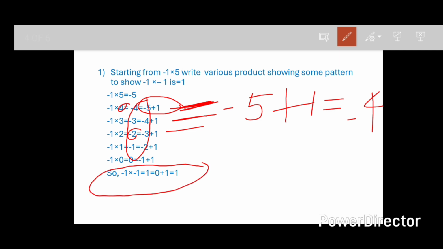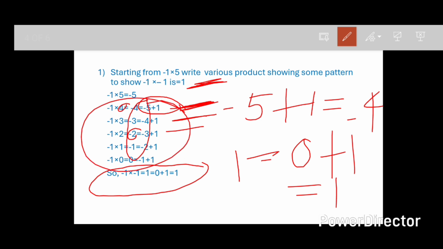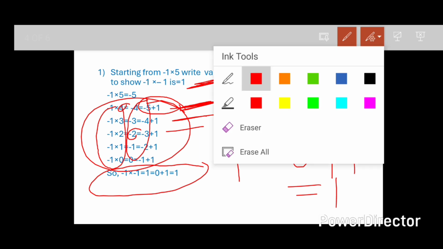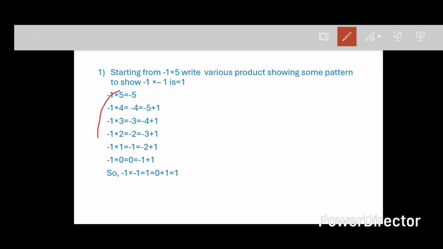Finally 0, and after it minus 1 into minus 1. Below the 0, which number is there? Minus 1. Then we will get the answer 1. If we add 0 to that 1, the final answer becomes 1. Finally this answer is proved by using the pattern. It is very easy. Minus 1 remains the same, but here what?